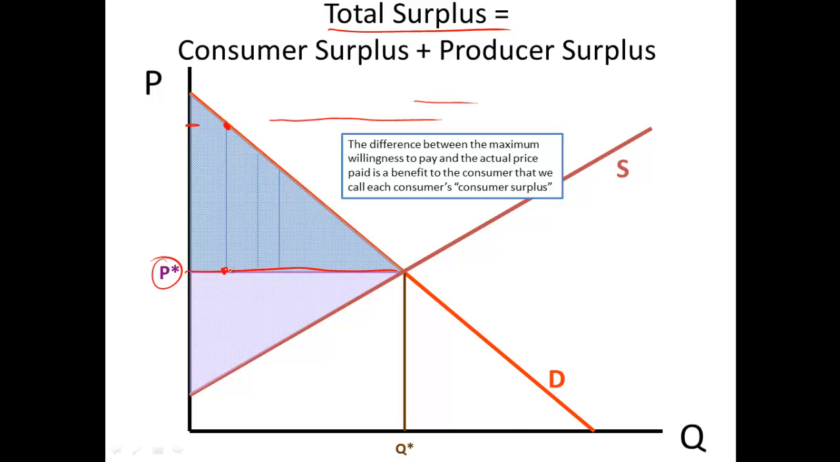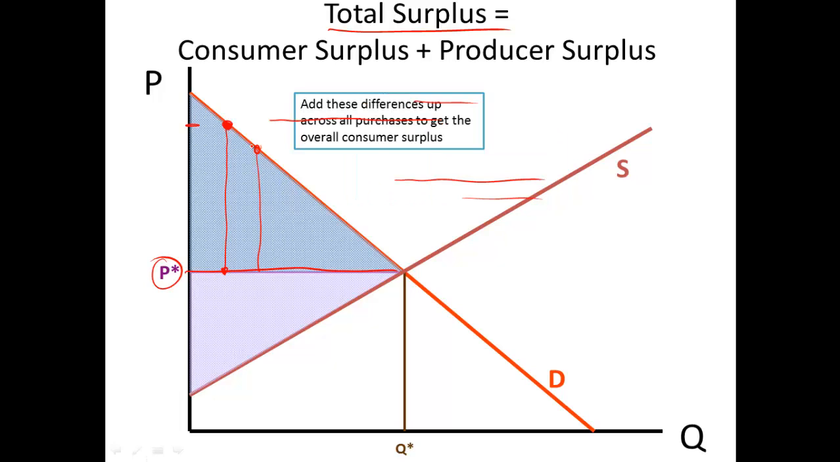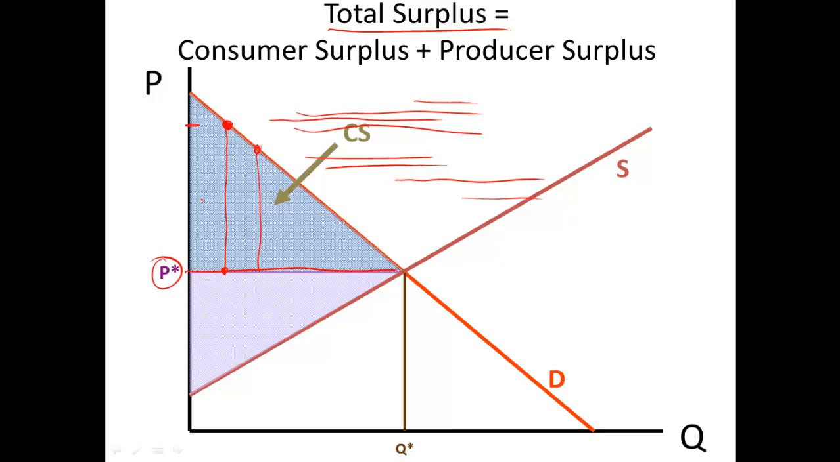Now that means that this vertical distance, the difference between the maximum willingness to pay and the actual price paid, is a benefit to the consumer, and we call that each consumer's consumer surplus. So this vertical distance here is the surplus experienced by the consumer who has this willingness to pay, and this vertical distance here is the surplus experienced by the consumer who has this willingness to pay, and so forth. If we add up all these vertical differences across all of these purchases, we get the overall consumer surplus. And the overall consumer surplus is this bluish triangle up here.